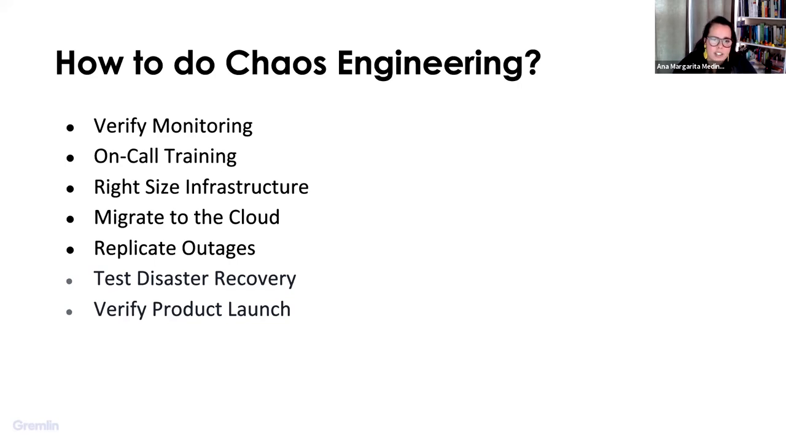You can also use chaos engineering to right-size your infrastructure. You can use this to migrate to the cloud, or break apart your monolith into microservices. Those are two things that we've seen a lot of our customers focus on.